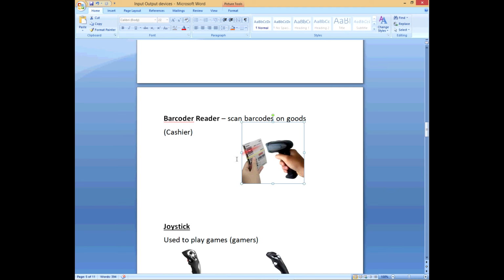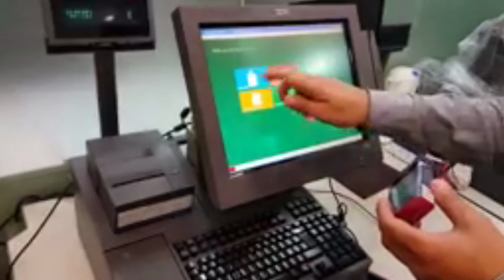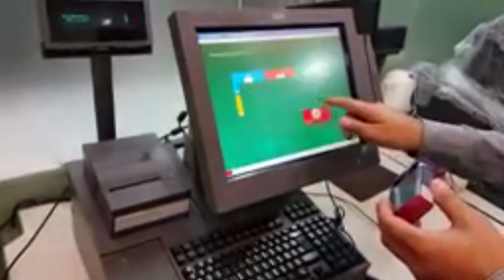Okay. Who would use the barcode reader? Another good test question. I love it. So who would use the barcode reader? It would be the cashier. Okay. Please remember that's a good test question.